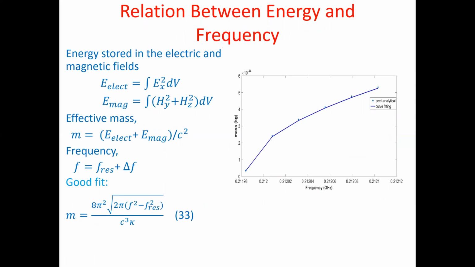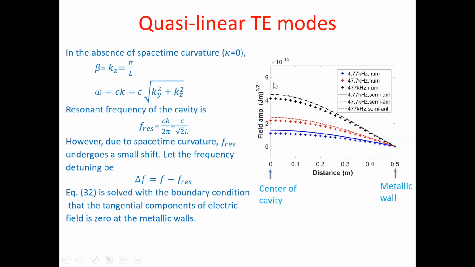In the absence of space-time curvature, that's when kappa is 0, beta is equal to Kz equal to pi over L. And angular frequency omega is C times K, where K is the wave number. And from this, resonant frequency of the cavity can be calculated and is shown here. And the resonant frequency is determined solely by L.